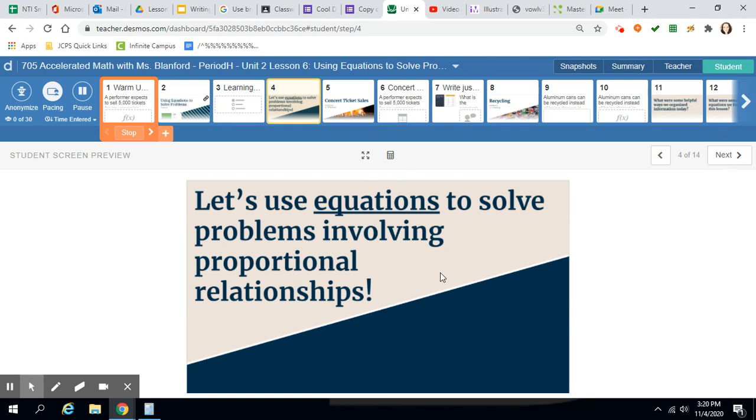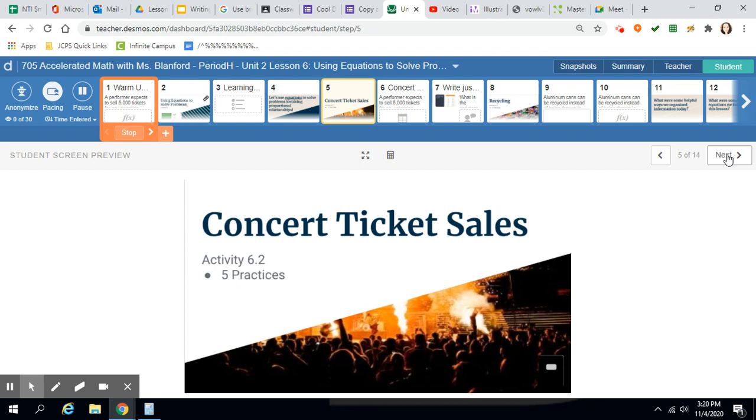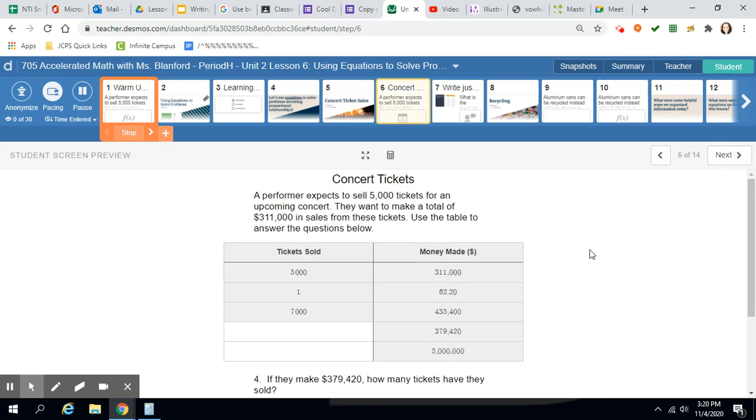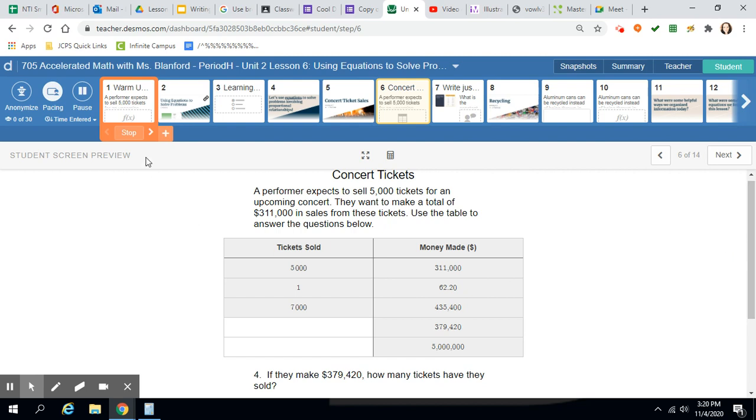We're going to use equations and solve some proportional relationships here. And we're continuing on with our concert ticket scenario. So now I'm looking at what we're given here, and it says, okay, it's the same scenario, right? And then it says use the table to answer the questions.